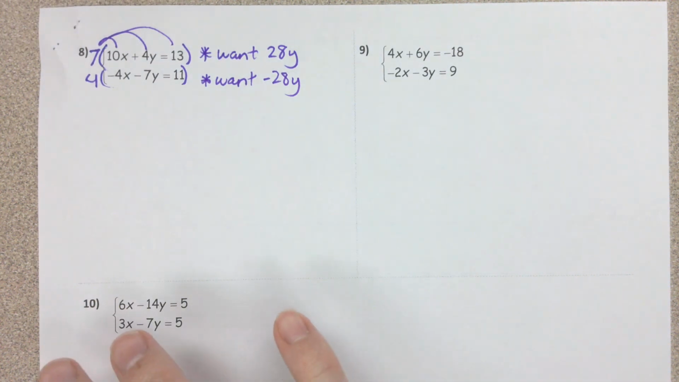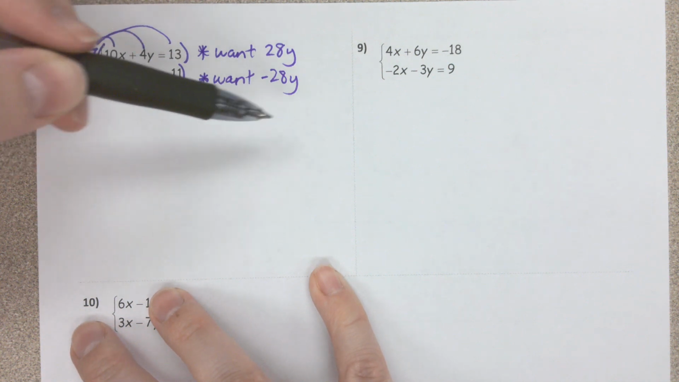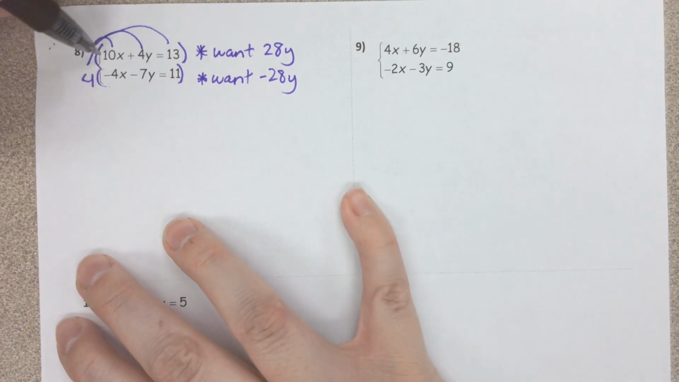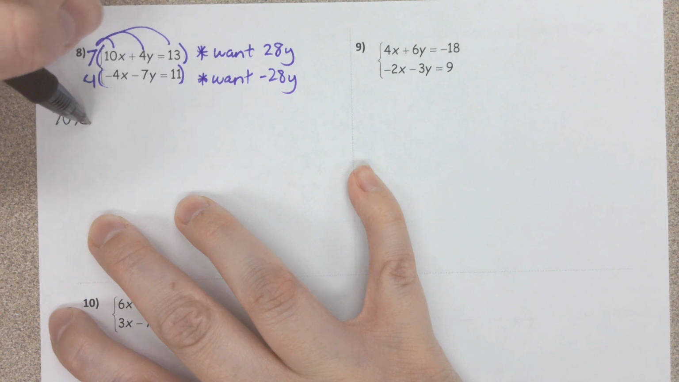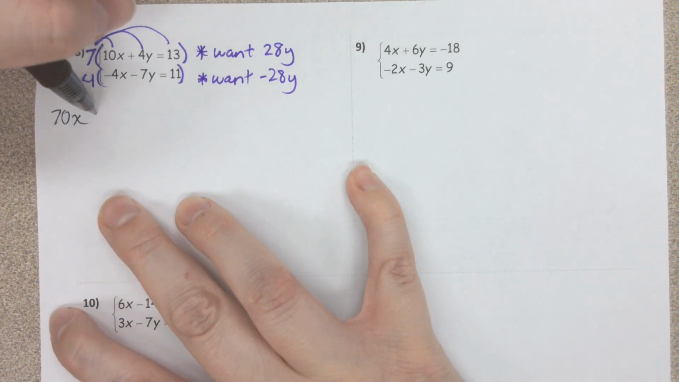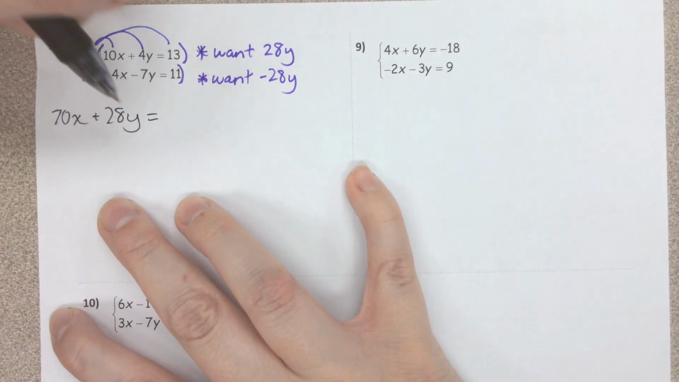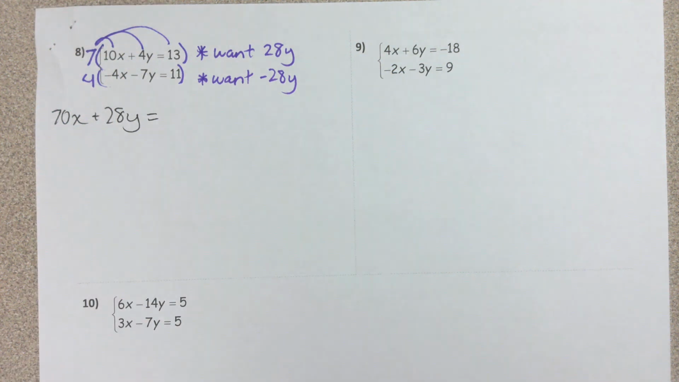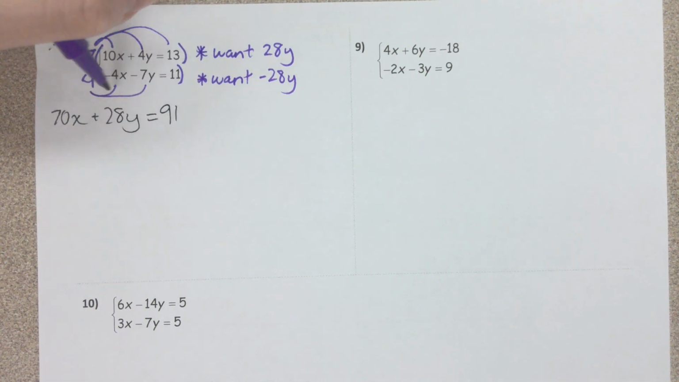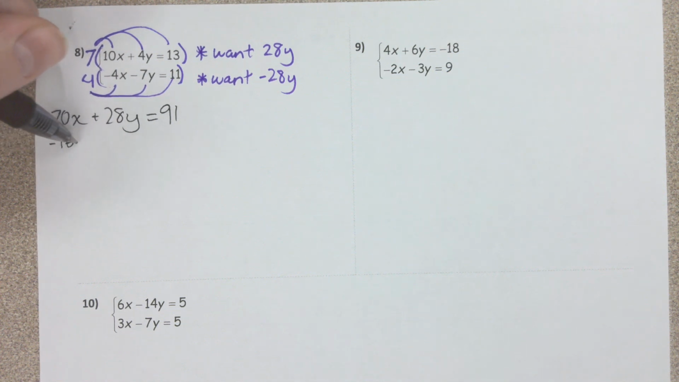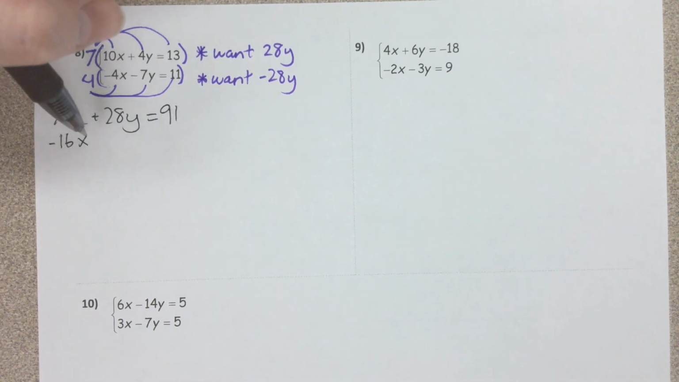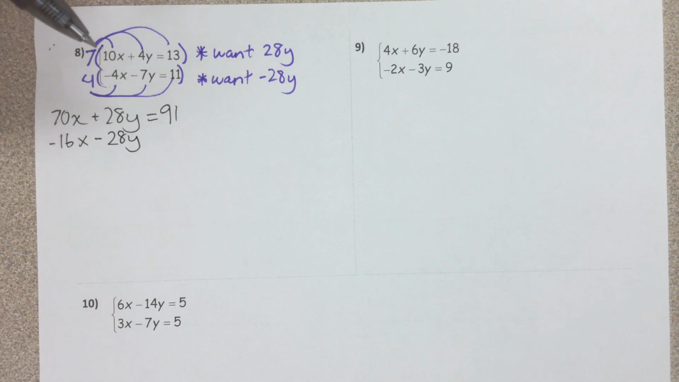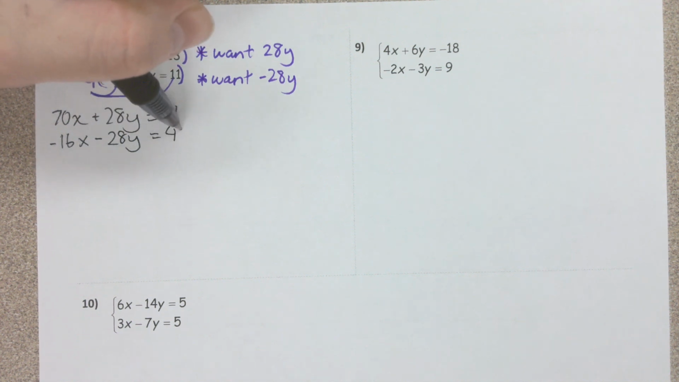And I'm going to intentionally shift over to the left here because I'm going to need this space in a moment. 7 times 10x, that's 70x. 7 times 4y, that's 28y, equals 7 times 13. I'm going to check that real quick. 91. And then distribute on the bottom. 4 times negative 4x, that's negative 16x. 4 times negative 7y, that's negative 28y. 4 times 11, that is 44.